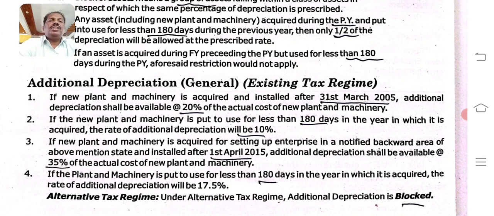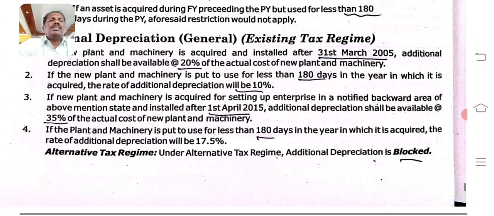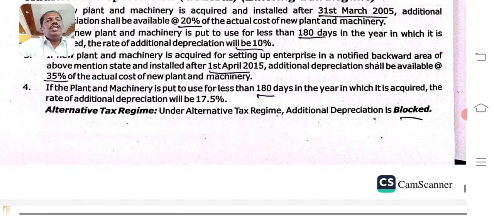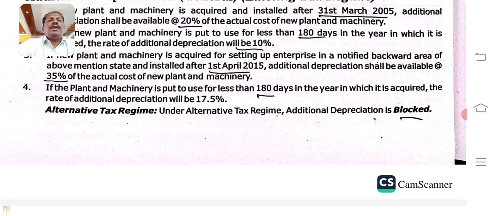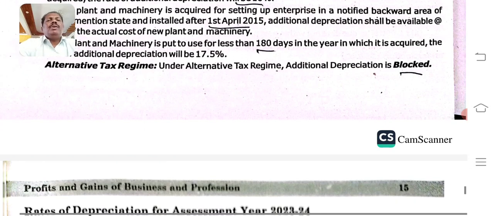If new plant and machinery is acquired for setting up an enterprise in a notified backward area, and installed after 1/4/2015, additional depreciation shall be available at 35% of the actual cost of the new plant and machinery. If the plant and machinery is put to use for less than 180 days in the year in which it is acquired, the rate of additional depreciation will be 17.5%. Even under alternative tax, additional depreciation is blocked.